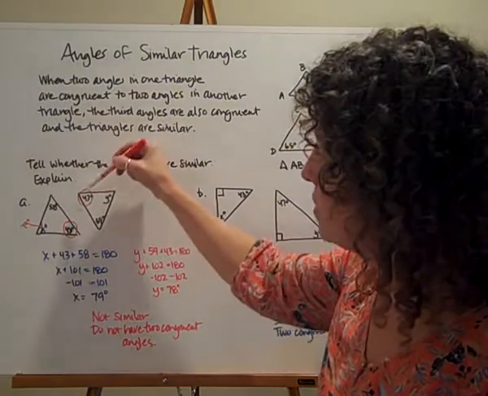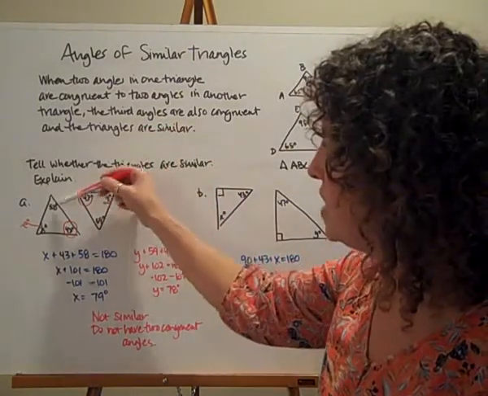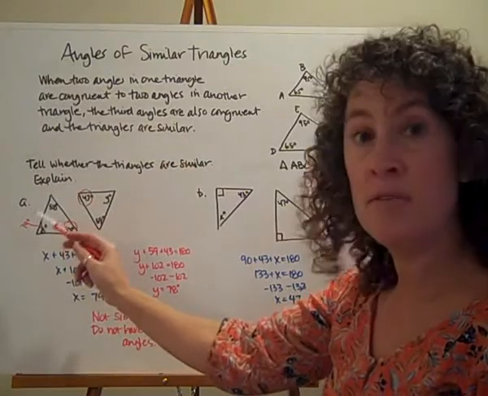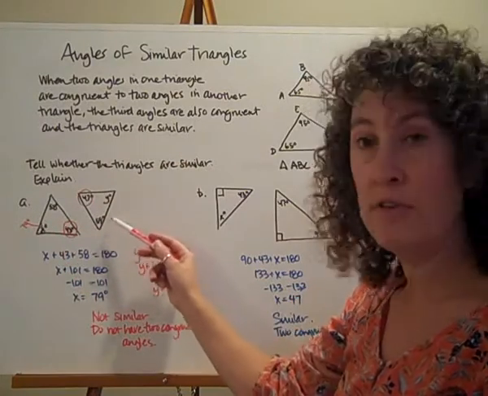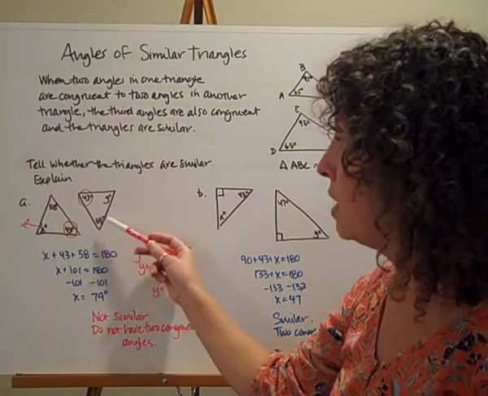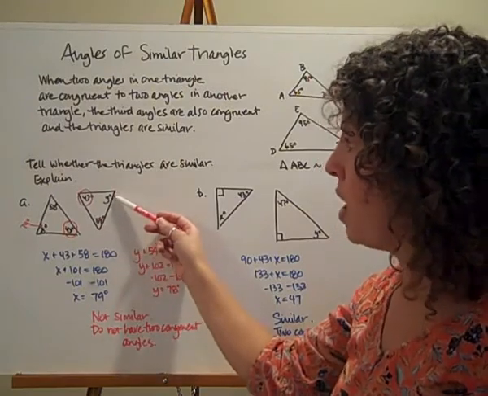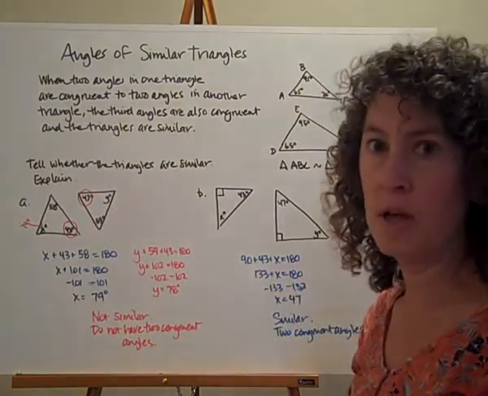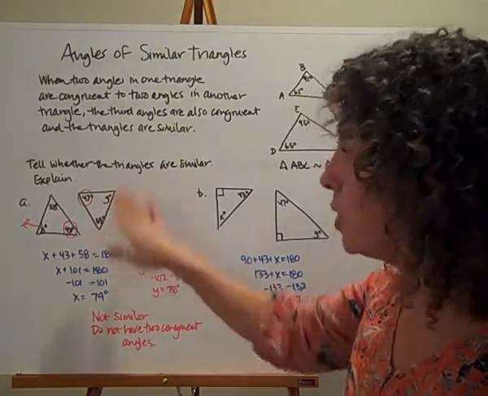So I've got 43 and 43, those match up. I have 58 and I don't know what that is, but I've got a 79 here, and the 79 doesn't match up with my 59. And you're like, well, maybe the 79 matches up with the Y. But if the 79 matched up with the Y, the 58 would have to match up with the 59. But it doesn't. So I don't have two pairs.